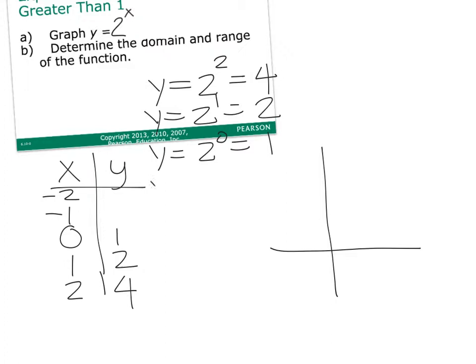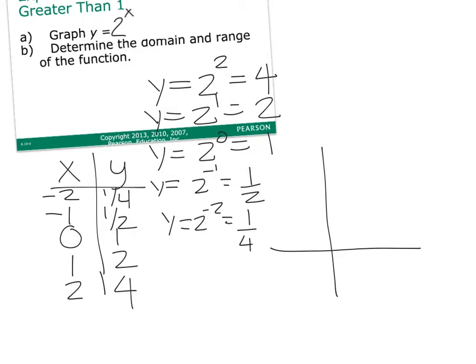Then be careful with your negative exponents. Y equals 2 to the negative 1 power does not create a negative number. It creates the fraction 1/2. And then y equals 2 to the negative 2 will create the fraction 1/4. But again, if you want to do that in your calculator, that's totally fine. If I was going to graph that, I need to plot the points (2, 4), (1, 2), (0, 1), (negative 1, 1/2), (negative 2, 1/4), and just do the best you can. It should look like this.